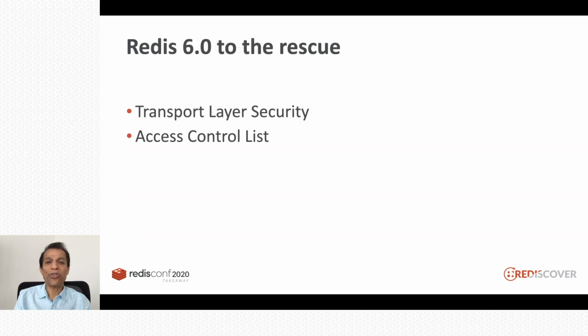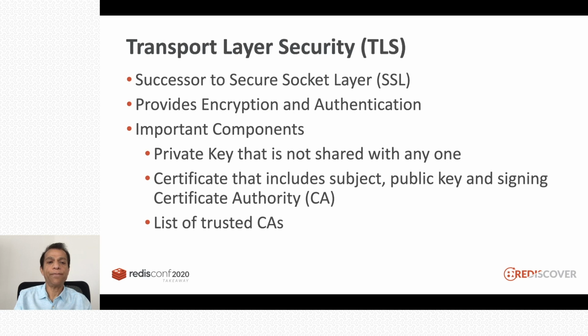So Redis 6.0 obviously comes to the rescue. It has these two nice features that are going to address various such aspects. Let's dive first into the transport layer security. So it's TLS. It's a successor to Secure Socket Layer, the SSL, that's been used on the web world for many years. It provides two key benefits. It provides encryption over the wire, and it also provides authentication of the client or the server.